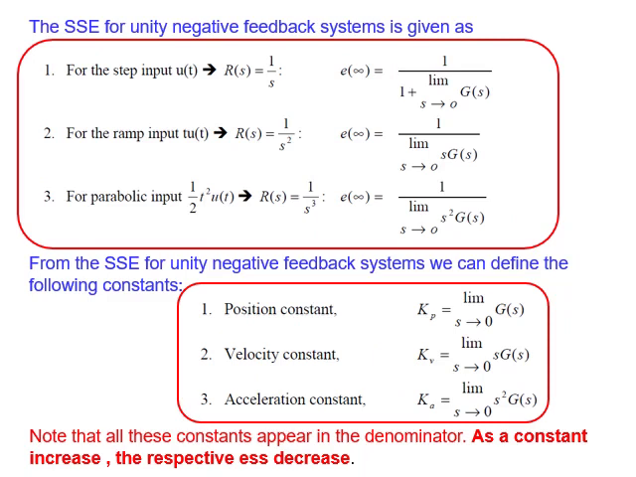So here are the formulas given. He gave me the formula for step input equal to this. For ramp, it's this one. For parabolic, it's this one. These are the formulas needed to calculate the error for different inputs.